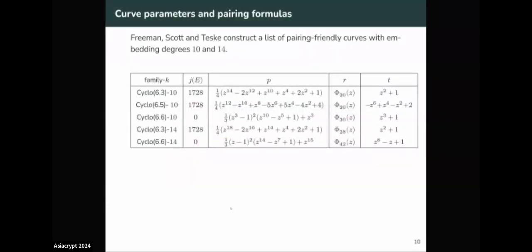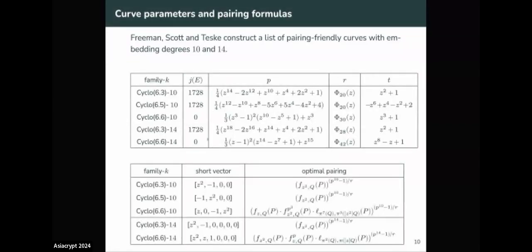In this table, we list the 5 families of pairing friendly curves with embedding degrees 10 and 14. They have j-invariant 1728 or 0. By using the Tate-Ate algorithm, we can find a short vector that can be used to construct the optimal pairing. From these formulas, we can see that they require around 2 times the number of Miller iterations. Now we show how to give a faster formula.